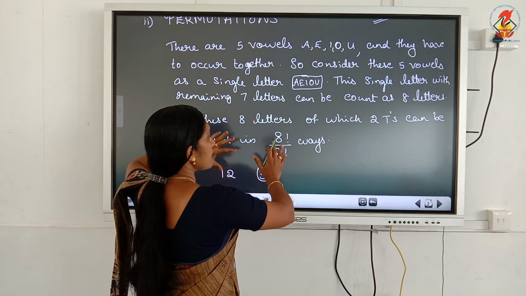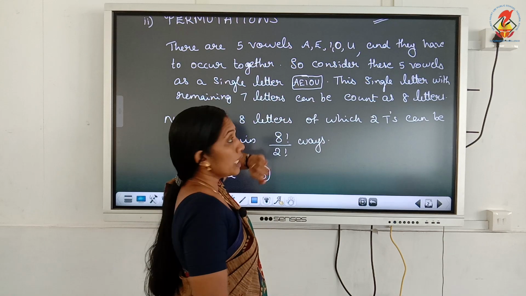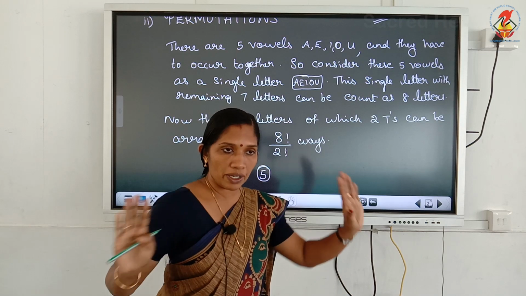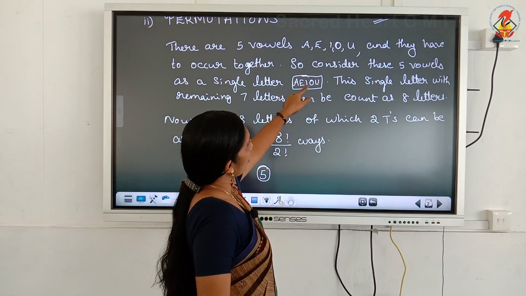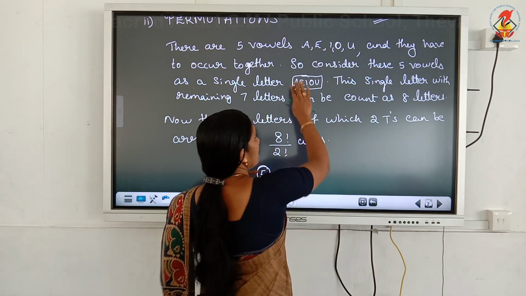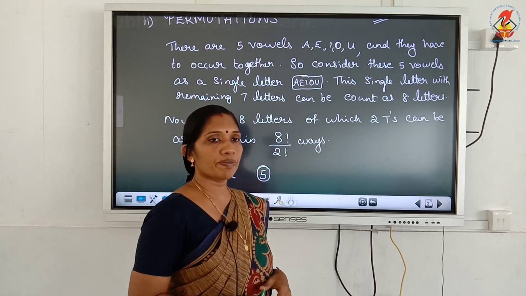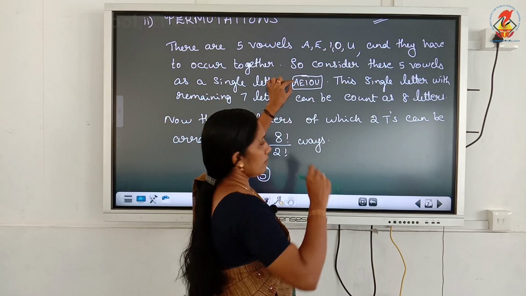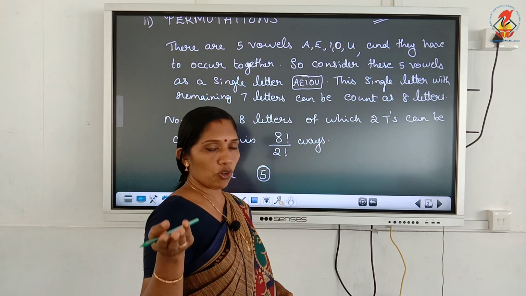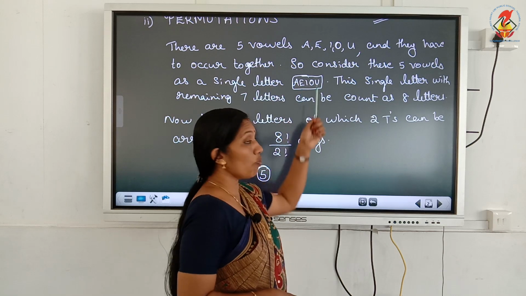Now this is about the remaining letters. What about the A, E, I, O, U? Here we can change the positions of the letters. It is not always in the A, E, I, O, U form. We can write E, A, I, O, U or I, A, O, U, E like that. So in that box there are 5 letters. How can we arrange those 5 letters? There are 5 places. The first place we can fill in 5 ways, the second in 4 ways, then 3 ways, 2 ways, like that. That is 5 factorial ways we can arrange these vowels.